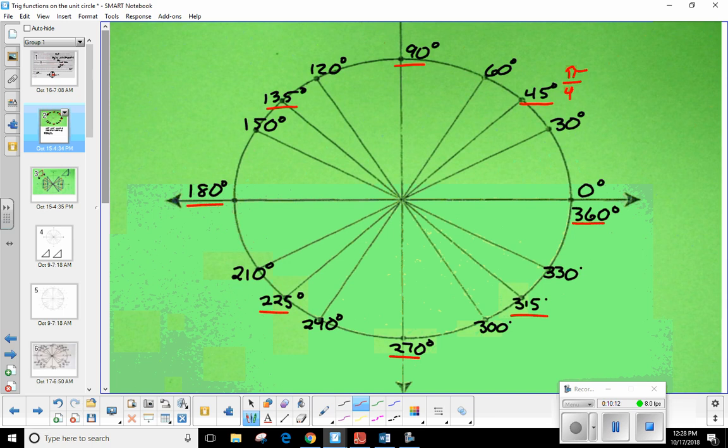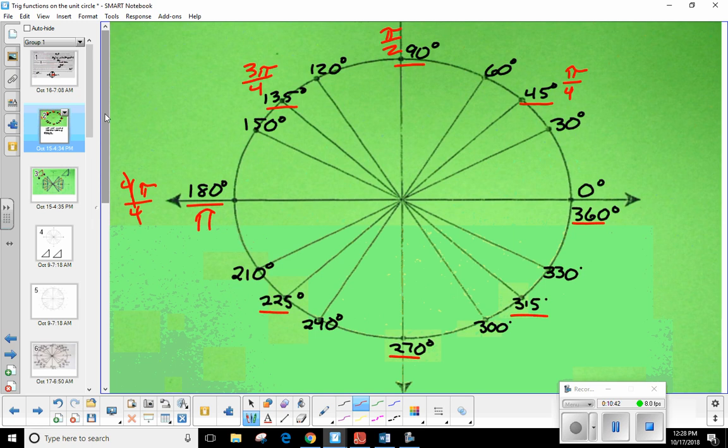90 would be 2/4 pi, right? But what's 2/4? 1/2. So wouldn't that just be pi over 2? Then we're at 3 pi over 4. If it can be reduced, yes, go ahead and reduce it. Okay. And then now when you get to 180, well, wouldn't that be 4 pi over 4? Yeah, so that's just pi.